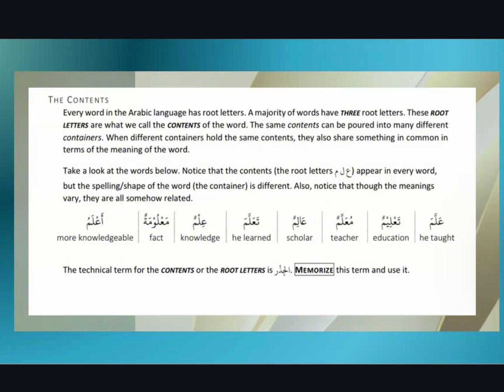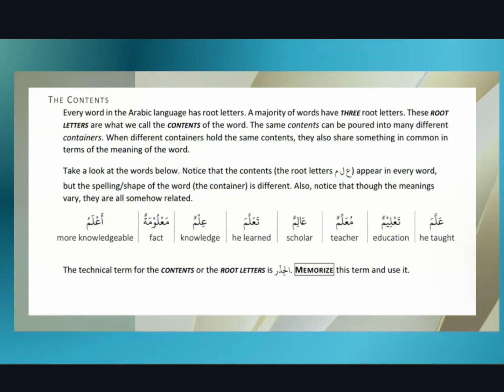Allama means he taught. Talimun means education. Muallamun is a teacher. Alimun is a scholar. Ta'allama is he learned. Ilmun is knowledge. Ma'lumatun is fact. Alamu, more knowledgeable.